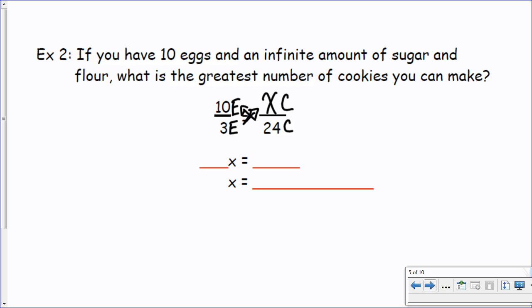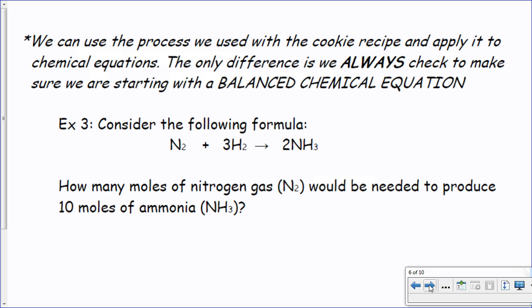So we've got 3x equals 240. Now when you solve for x, dividing both sides by 3, you get x equals 80. X equals 80 what? 80 cookies. So if you had only 10 eggs, you could make 80 cookies. It's kind of why we do this ratio, to solve for how much you'd get out, how much you'd put in, or how much is consumed. What can we make? How many cookies can you make if you're limited by one of your ingredients? So we use this process for balanced chemical equations.